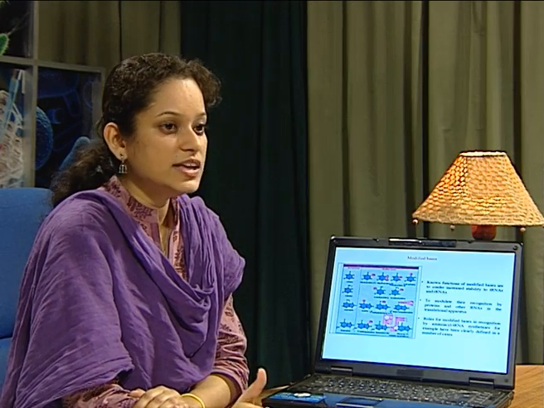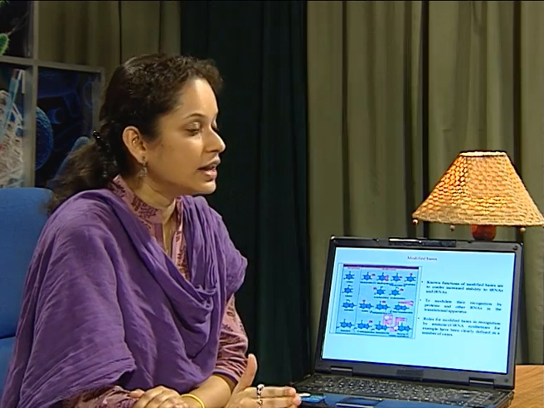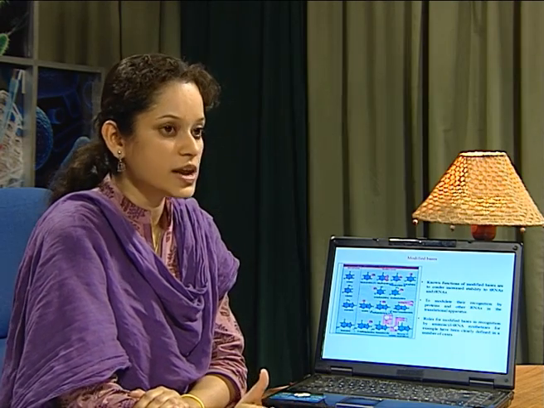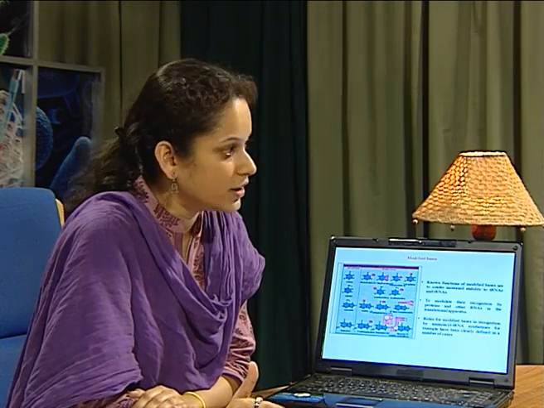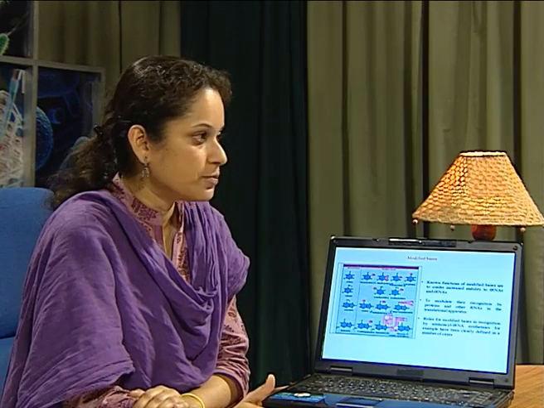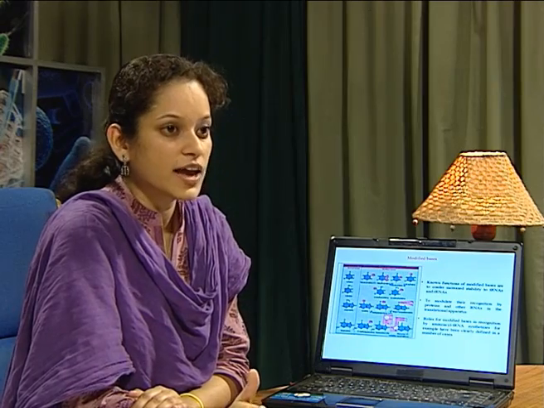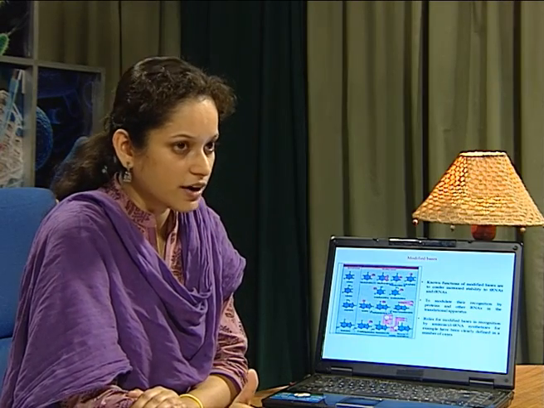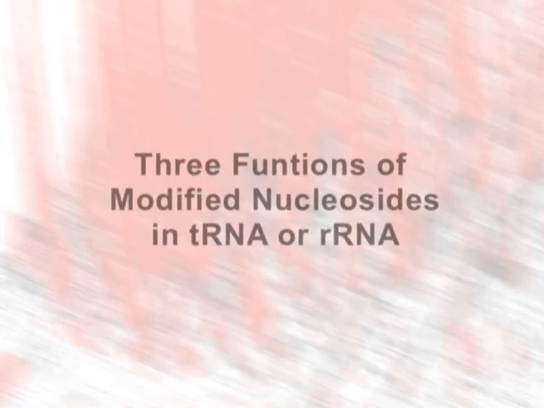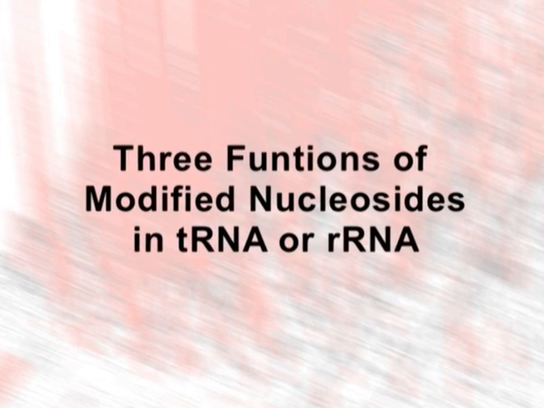Now all of these modified bases occur to a greater extent in tRNA. So after knowing about the structures, we should know what is the function of the modified nucleosides in tRNA or rRNA.